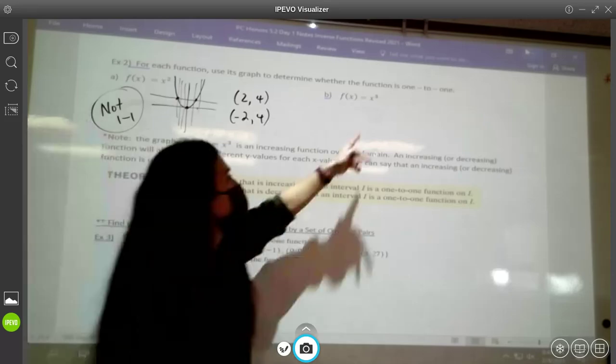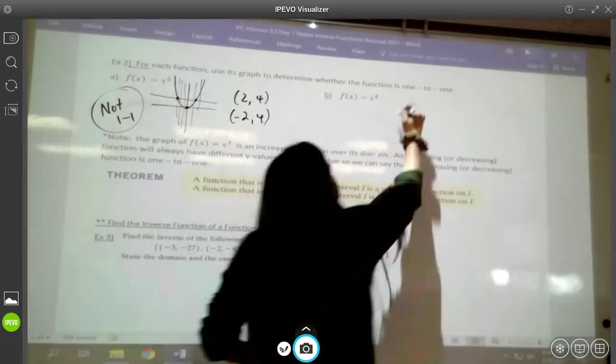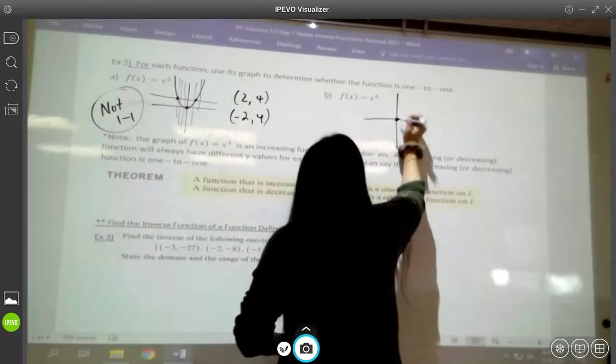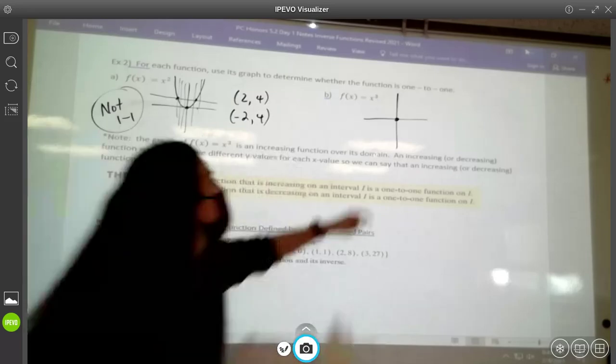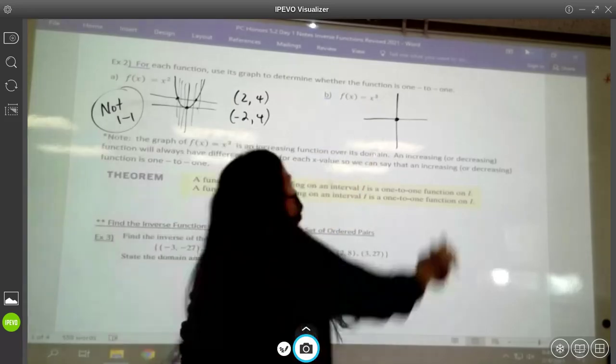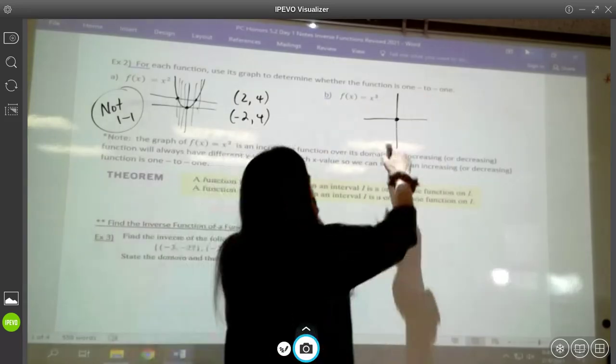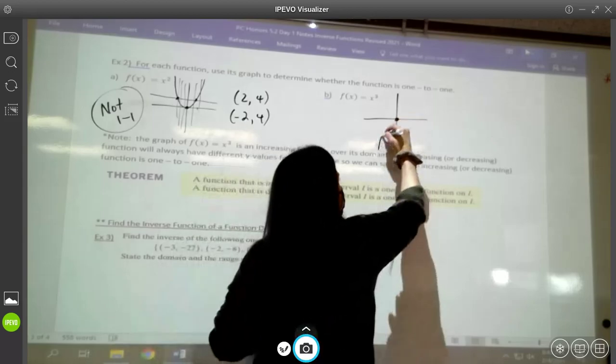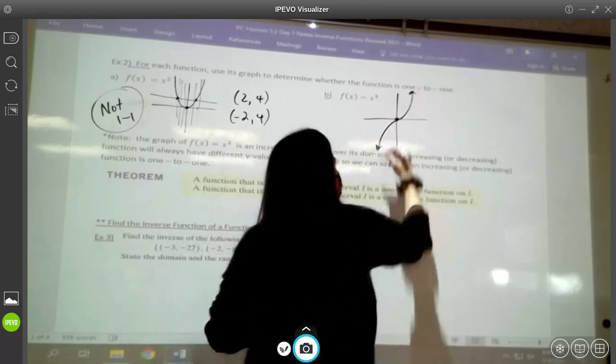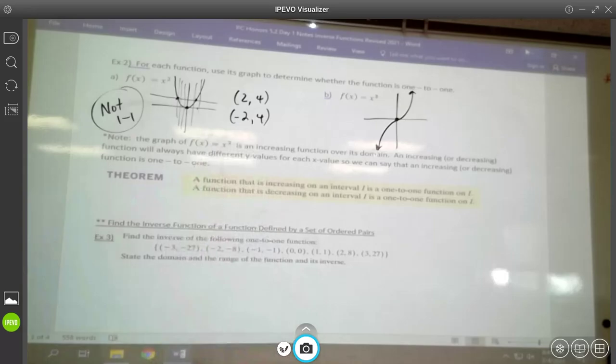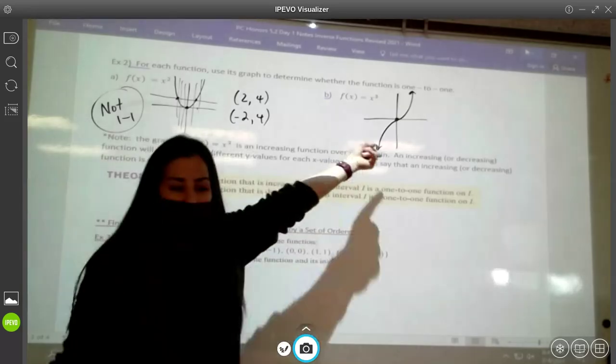All right, what about the graph of x to the third? He has an x-intercept at 0 with a multiplicity of 3. A positive leading coefficient says he'd be up on the right and down on the left. And since he has a multiplicity of 3, it would kind of flatten out as it crosses over. Well, guys, is that a one-to-one function?